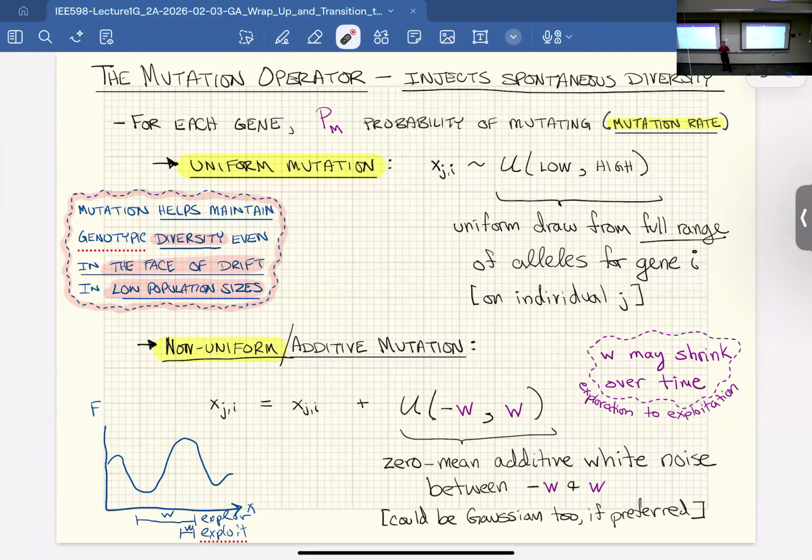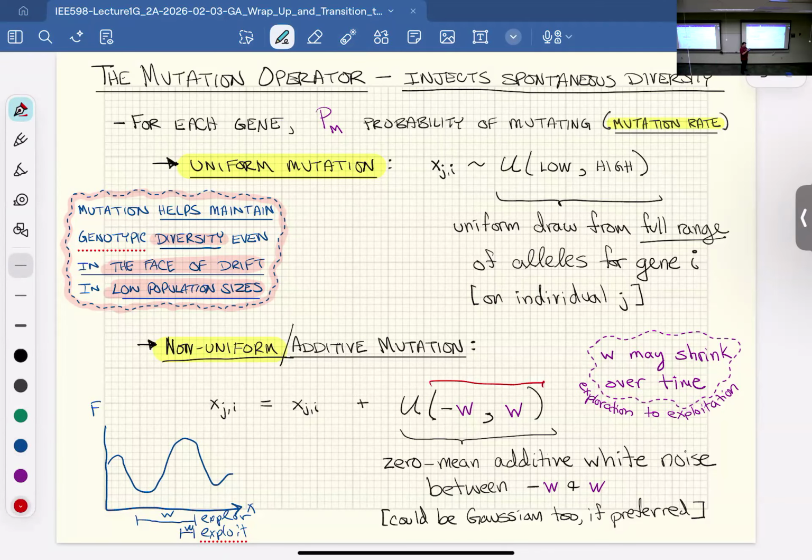So questions about that? Yep. So in non-uniform mutation, the additive value need not be discrete, right? No. It's a great clarification here. This could be discrete or continuous, and then likewise, this is discrete or continuous. So it has to be consistent with the gene, consistent with what the allowable alleles are.